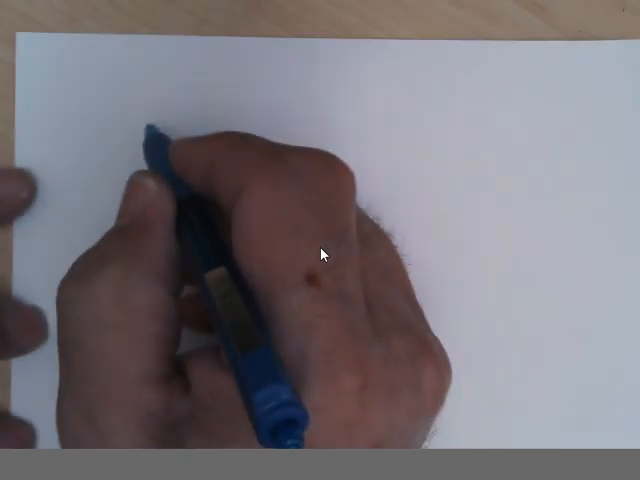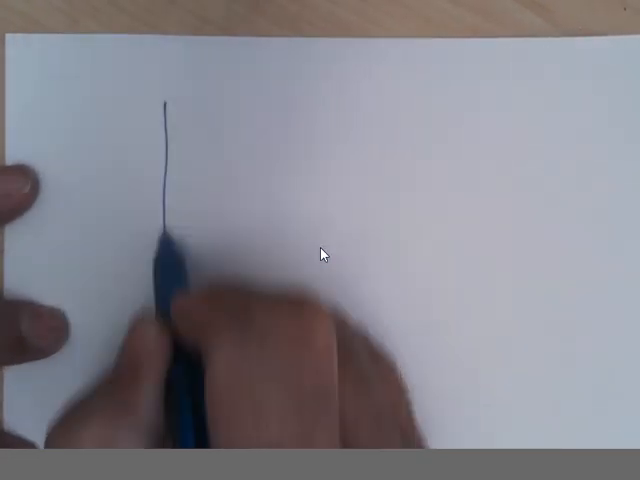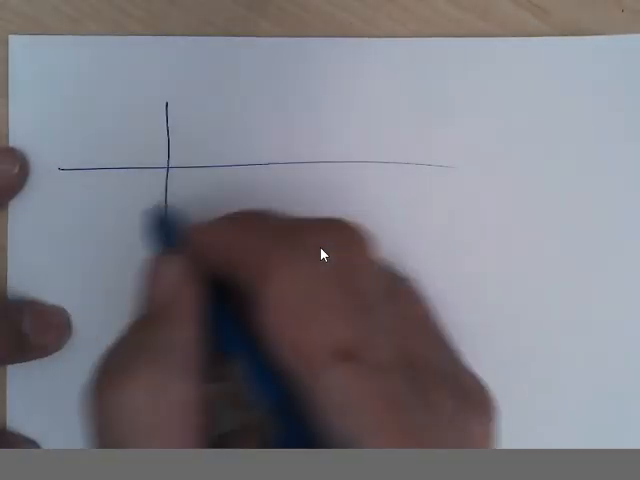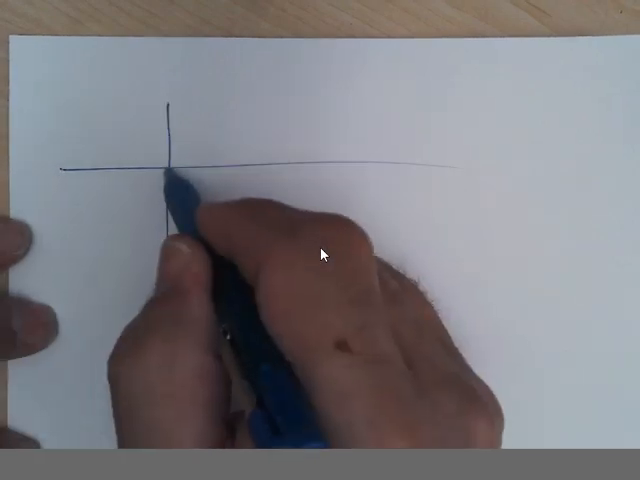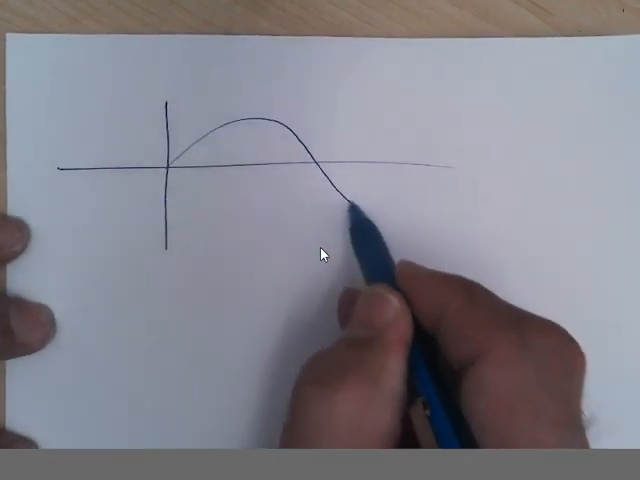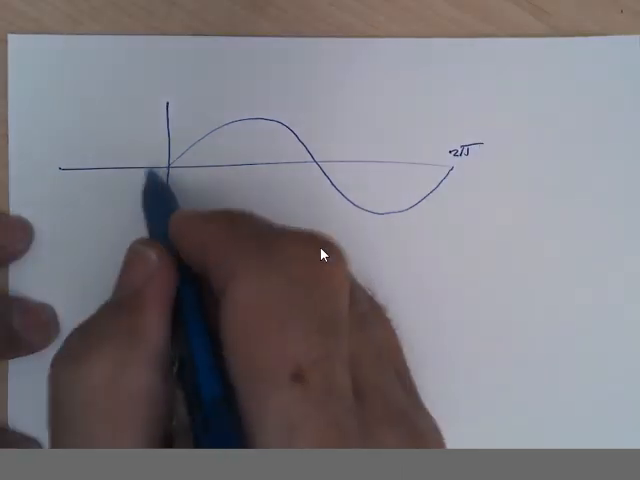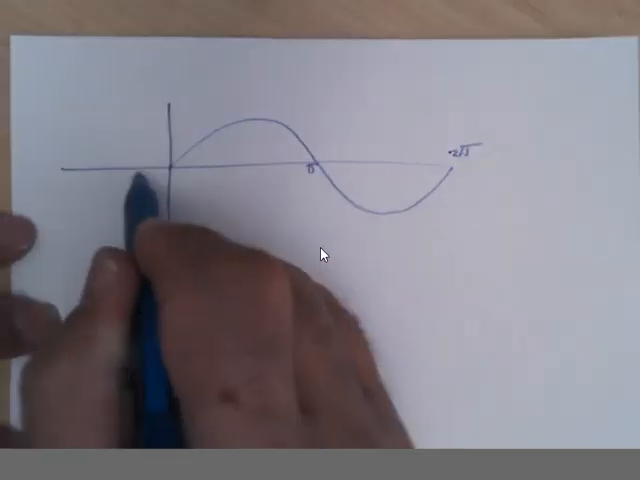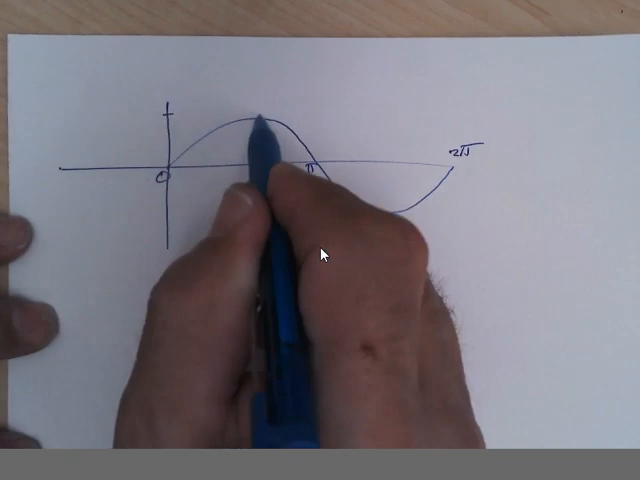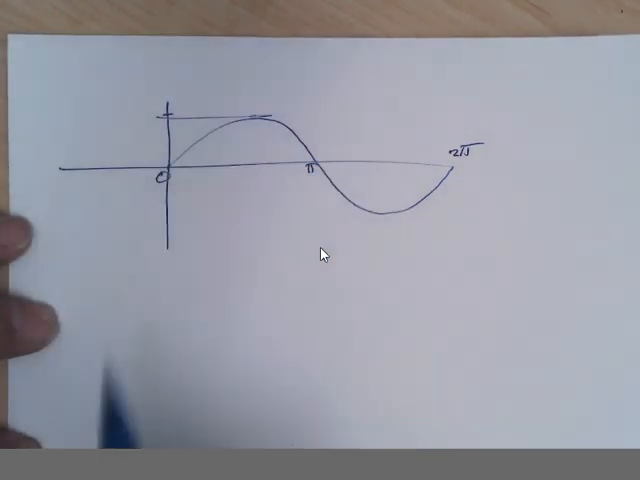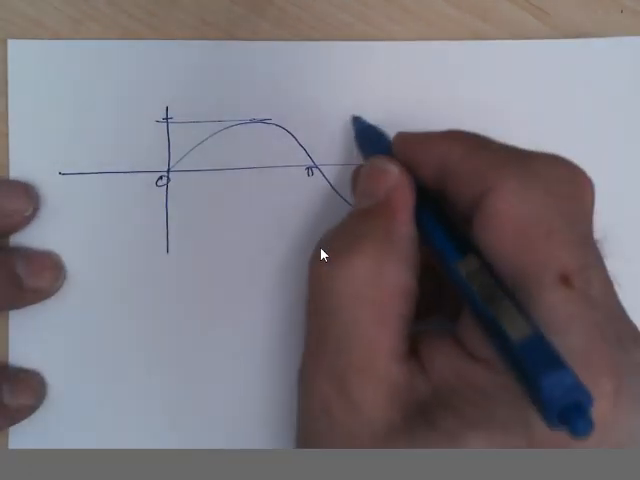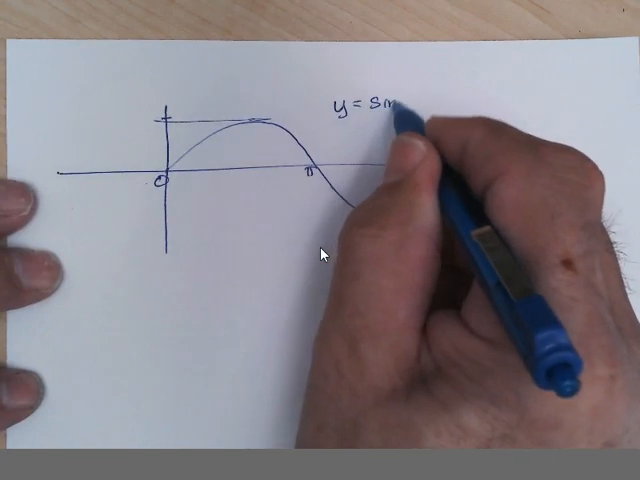Then we got into the discussion about area enclosed by two curves. So now I'm going to draw the sine curve again, a little bit better. So this is 2 pi, and this is pi, and this is 0, and this is 1. And so we got the y equals sine x curve.